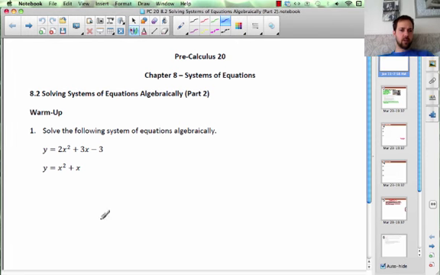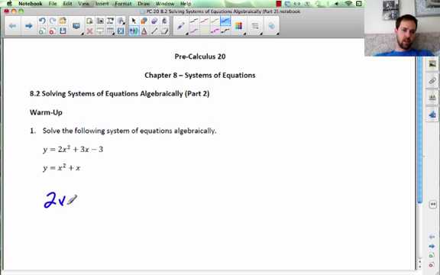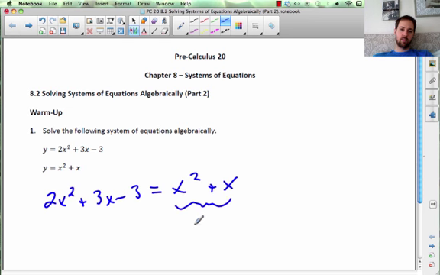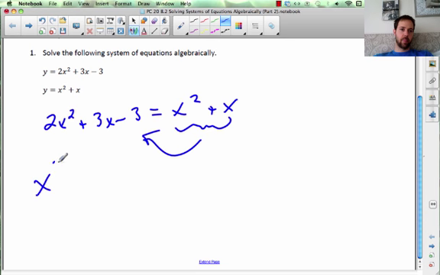Okay, so let's continue here. So here's a warm-up. Set the two equations equal to each other. 2x squared plus 3x minus 3 equals x squared plus x. Subtract these both to the other side. So we set the whole thing equal to 0, and we get 2x squared minus x squared is x squared. 3x minus x is plus 2x minus 3. So what two things multiply to give you minus 3 that add up to positive 2? The answers you'll find are minus 3 and 1. Or sorry, plus 3 and minus 1 actually.